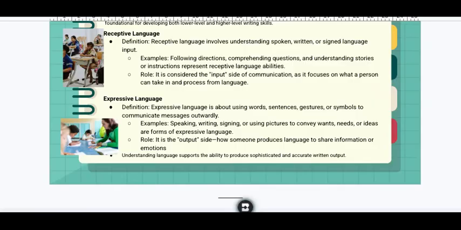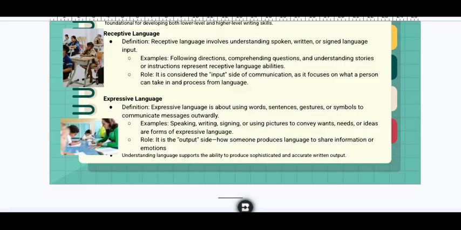Now let's think about our expressive language. Expressive language is about using the words, the sentences, the gestures, the symbols to communicate messages outwardly. When we speak, we write, we sign, or we use pictures to convey our wants, our needs, our ideas, those are all forms of expressive language, right? It's the output. It's how someone produces language to share information or emotions. We have to understand language because that is going to support the ability to produce sophisticated and accurate written output.